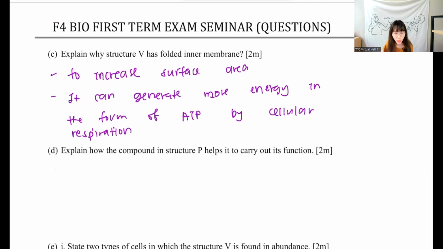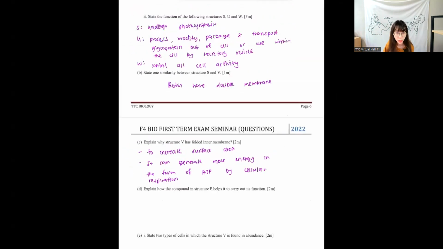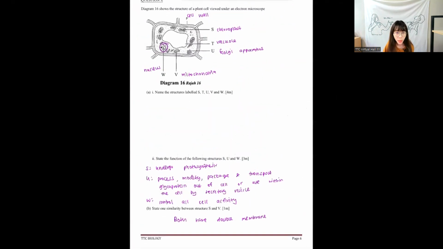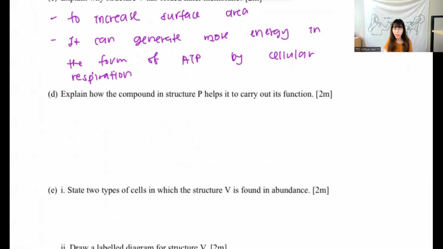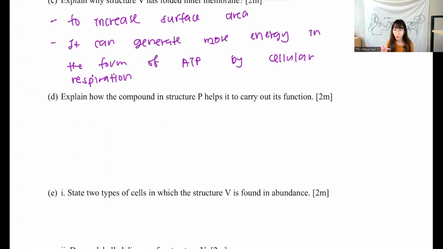Explain how the compound in P helps to carry out the function. What is P? Sorry, P is what? P is cell wall. Okay, now we all know that cell wall is to maintain the shape of the cell, right? So we have mentioned that in order to maintain the shape of the cell, what are the characteristics they need to have?